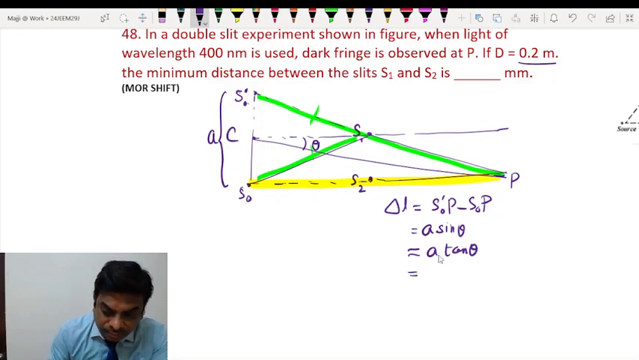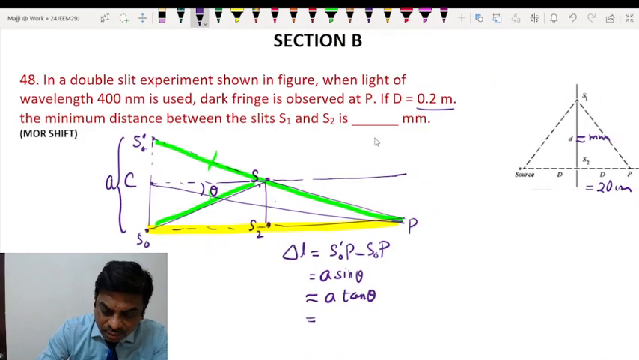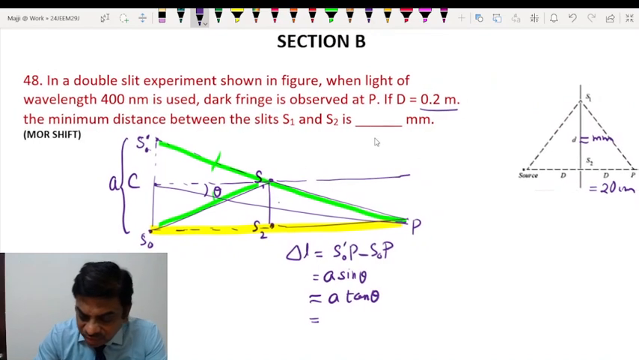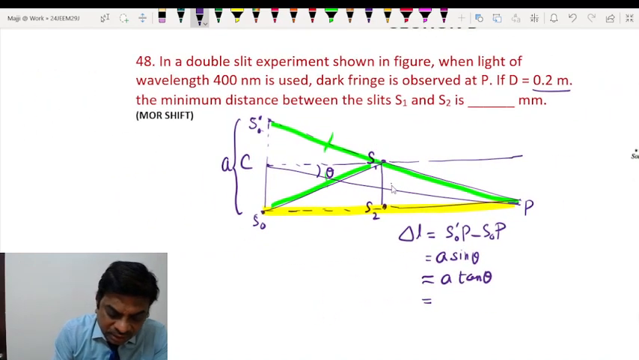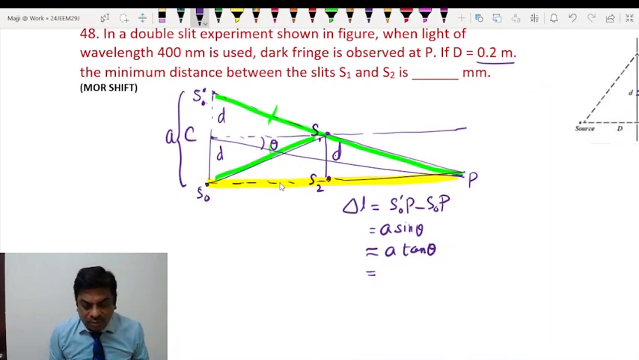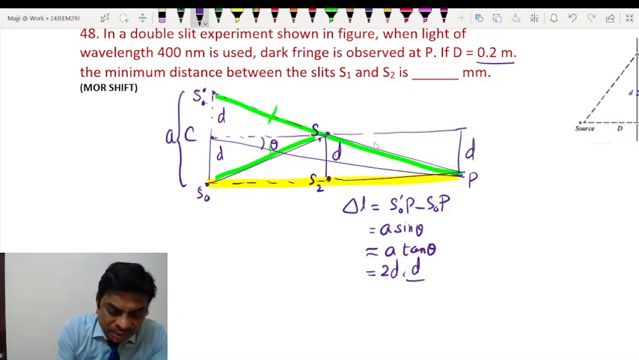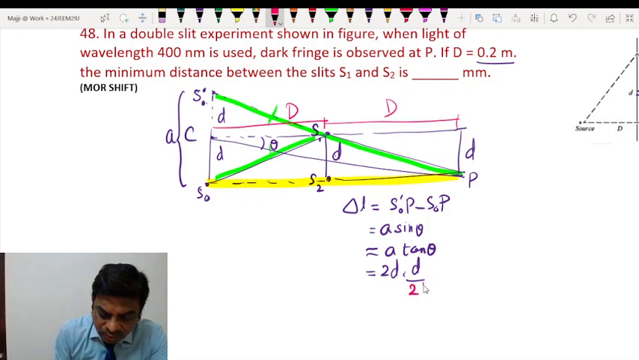So this distance is given as small d. We have to find the minimum value of small d. So I take this as d. So this is d and this d. Okay, a will be 2d. So this is 2d into tan theta. Tan theta is small d upon twice capital D. Remember, students, this is twice capital D. From here to here it is d, and from here to here it is d. So 2d.